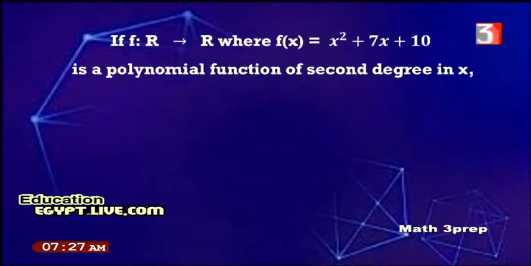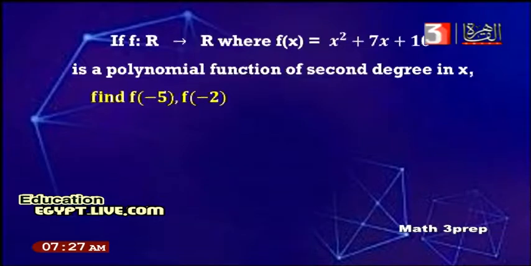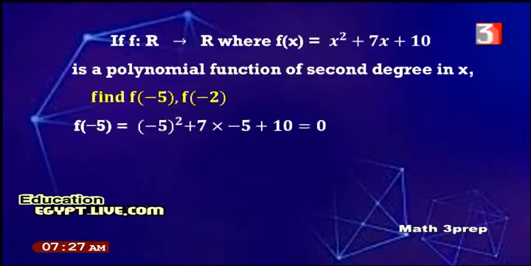Now, if you try to find f of negative 5 and f of negative 2, what are you going to notice? Let us start first by finding f of negative 5 by substituting for the value of x as negative 5. So it is negative 5 all to the power of 2 plus 7 times negative 5 plus 10. By finding the value using your calculators, you are going to notice that the result will be equal 0. So when x equals negative 5, f of x will be 0.